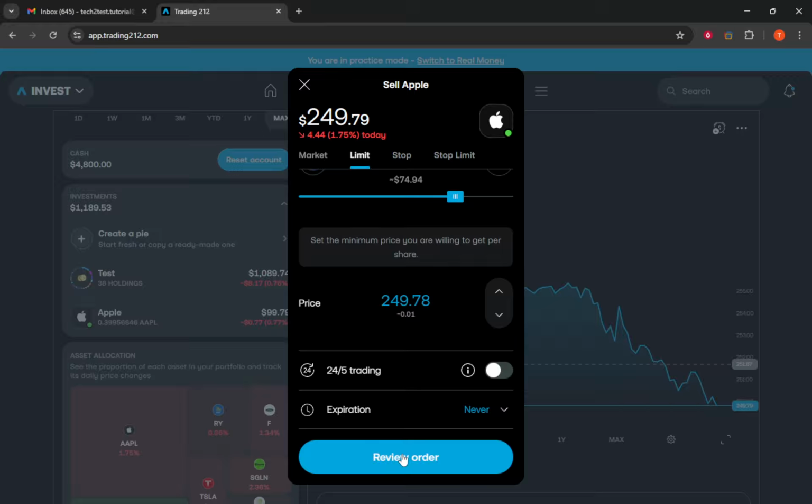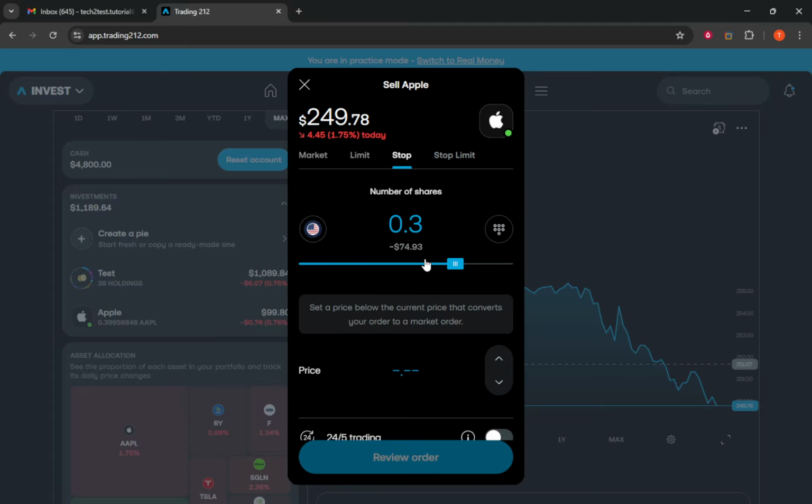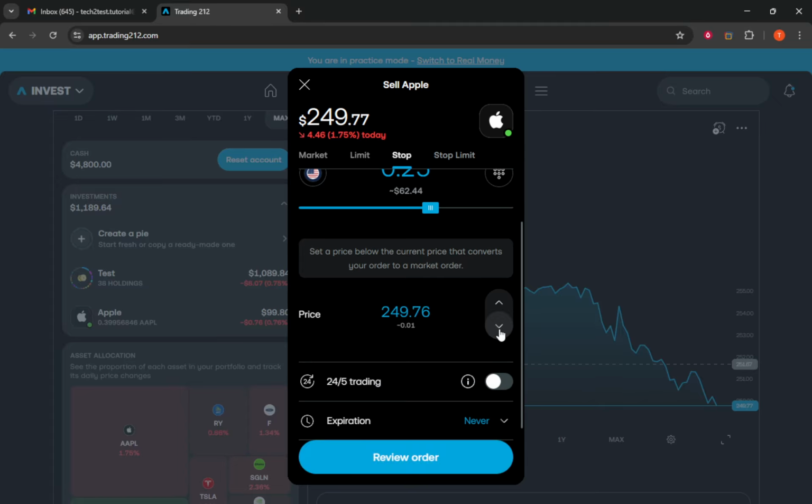You can also protect your downside with an automatic sell using a stop loss. Set a stop price below the current market price, and the position will sell automatically if the stock drops to that level. This is a straightforward way to limit potential losses without manual intervention.